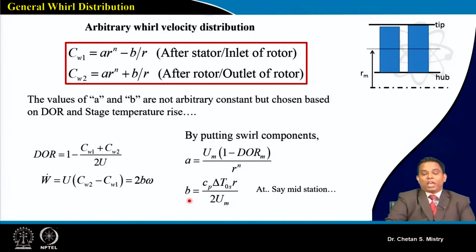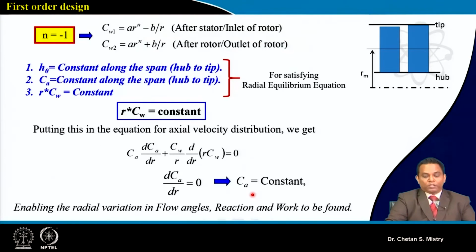So we must have the details of what is coming in terms of my flow angles and my velocity components at the mid section. These need to be known to us. If not, then we need to assume. So let's consider first, say, n equal to -1. We can say that as a first order design.